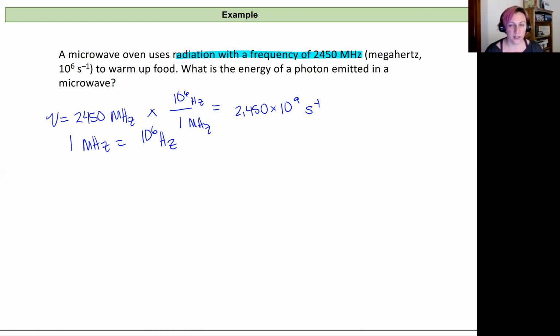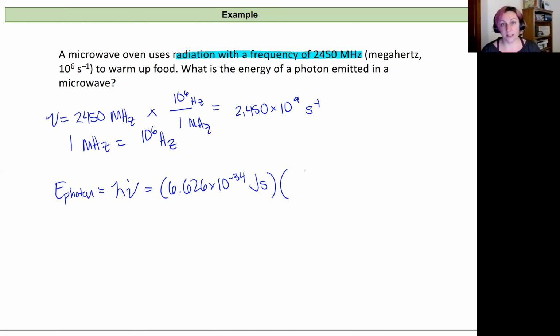I prefer inverse seconds because it reminds me that I can use inverse seconds in a dimensional analysis problem. So there's my frequency, and I want to know what the energy of that photon is. Since I know information about frequency, I'm going to stick with the version that is Planck's constant times frequency. That would be equal to Planck's constant, 6.626 times 10 to the -34th joule seconds, times 2.450 times 10 to the 9th inverse seconds. That's going to give me a value that will have just units of joules.